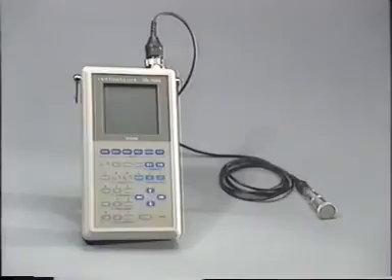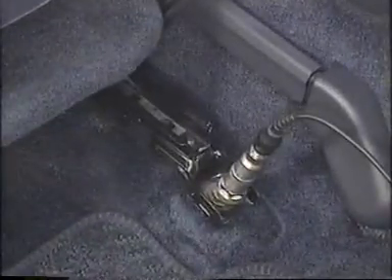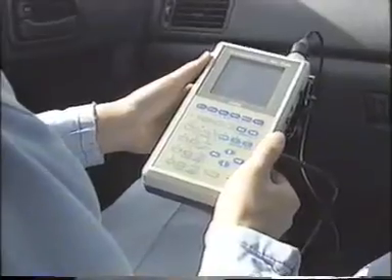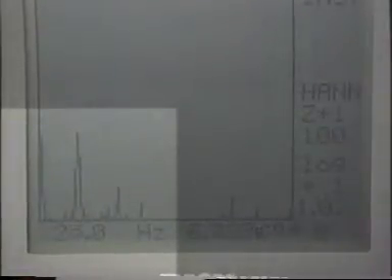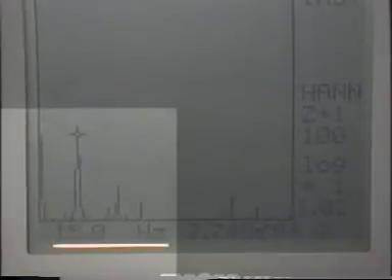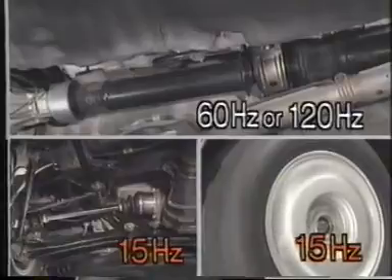A vibration frequency analyzer is used to measure the frequency of a vibration. A vibration frequency analyzer has a pickup probe which is attached to the vibrating part in question. The frequency of the vibration is indicated on the analyzer. You can read the measurement by moving the cursor on the screen. In this case, the frequency reading is 15 Hertz. This indicates that the vibrating force is generated by the tires, or by other components that are turning at the same speed as the tires.